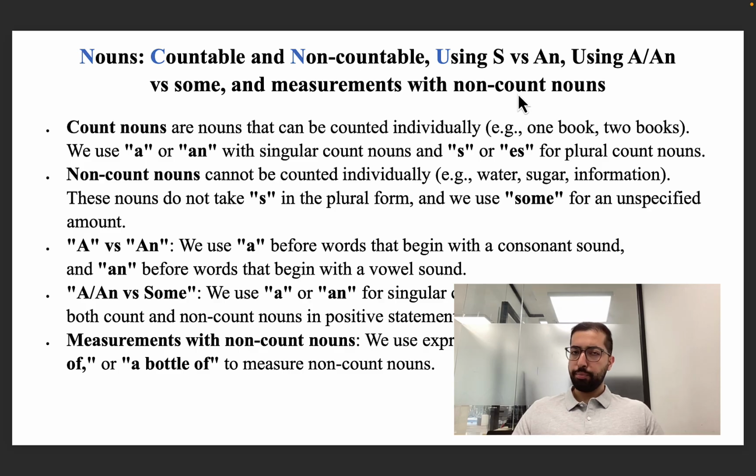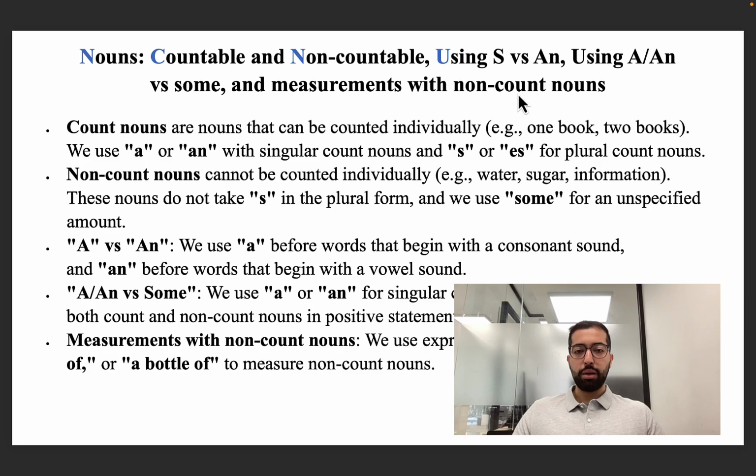A versus an. We use a before words that begin with a consonant sound. We use an before words that begin with a vowel sound. The words that have a, e, i at the beginning. And let's see a and an versus some. We use a or an for singular countable nouns and some for both count and non-count nouns in positive statements.